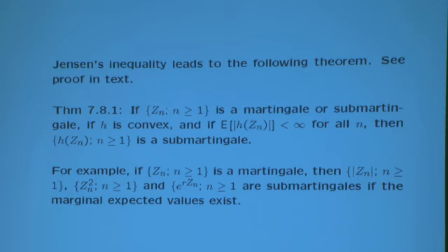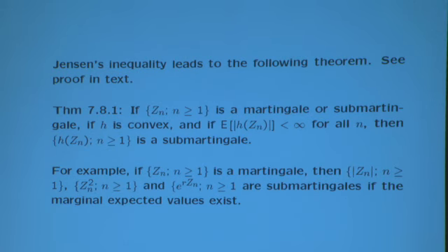and the expected value of the magnitude of h of z_n is less than infinity for all n, then h of z_n is a submartingale. In other words, when you have that convex function, you go from something which is a martingale, which would be what you would get on the line, to something which is bigger than that. So the expected value of h of z is in fact growing with time, faster than the martingale itself is growing. Okay.